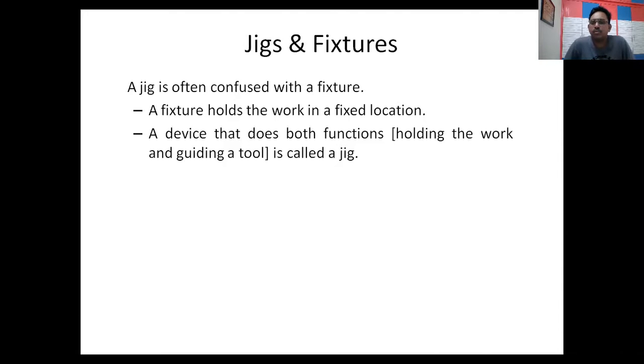Jig will perform both functions. That way it will hold the workpiece. That means it will support, hold, and locate the workpiece properly. These two things will be done by both fixture and jig. But the extra work that a jig will do is, it will guide the cutting tool. So, guiding the cutting tool. A fixture has nothing to do with the cutting tool. A fixture only will help the workpiece to be firmly supported and located at a particular place.